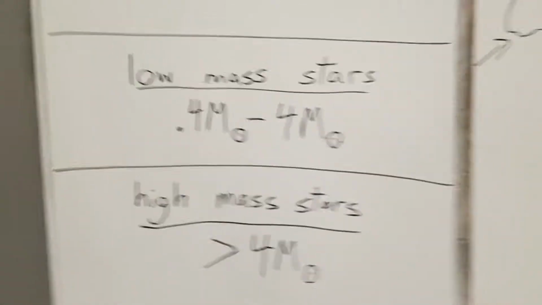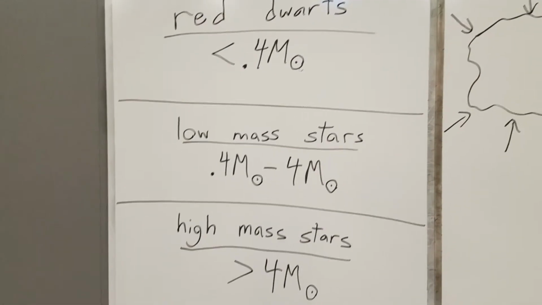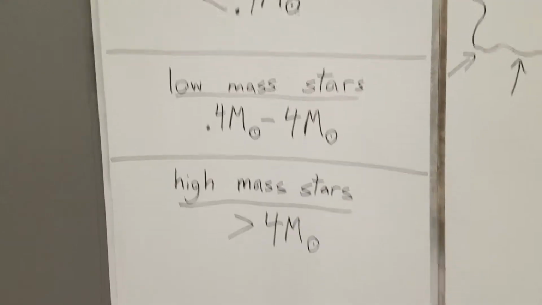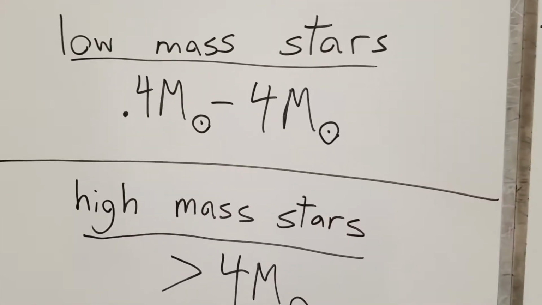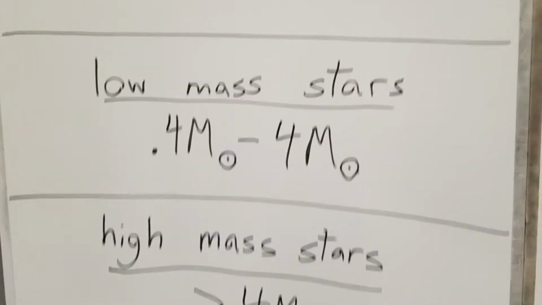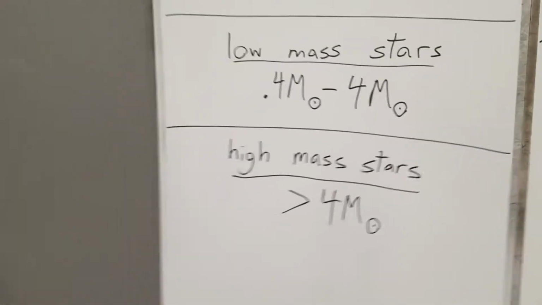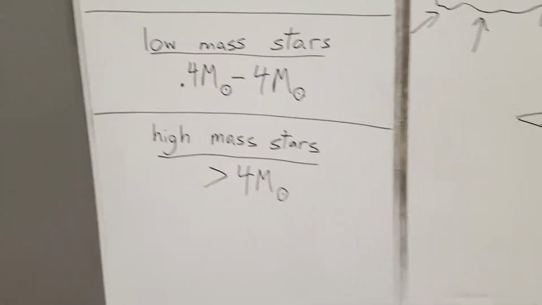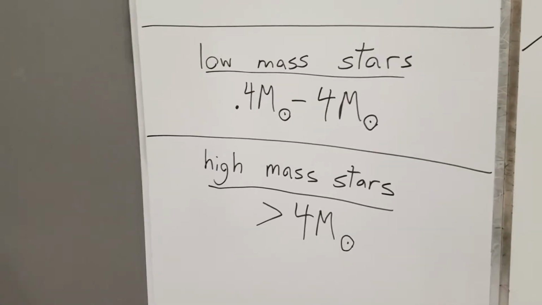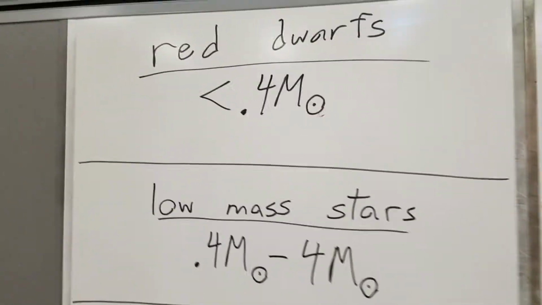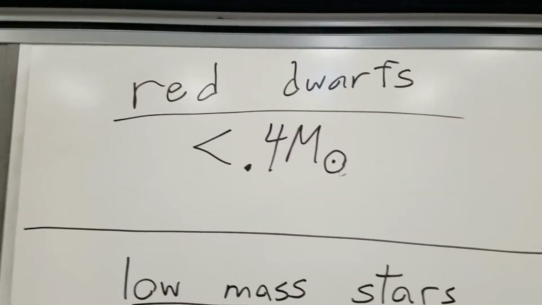Now, the reason that we divide stars up into these categories is that each one of these, red dwarfs, low mass stars, and high mass stars, has a different life cycle. They all start with the first same 2 stages, though. So that's why I'm using this time to tell you about the first 2 stages for all of them. And then I'm going to do the life cycle of the red dwarfs individually.